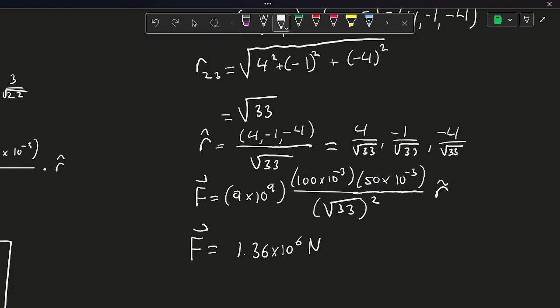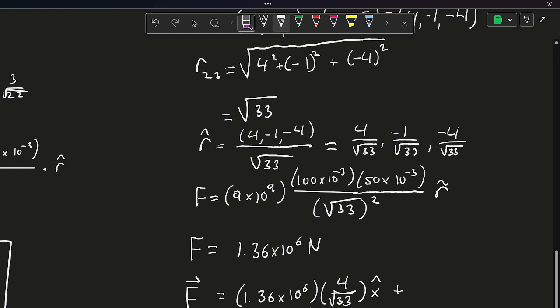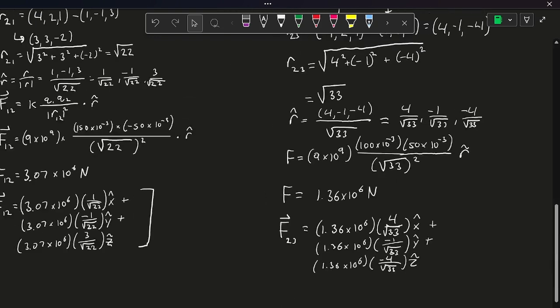And then once again, we can multiply that by our r hat. So F of 2, 3 is going to be equal to 1.36 times 10 to the 6th times 4 over the square root of 33 x hat plus 1.36 times 10 to the 6th times negative 1 over the square root of 33 y hat plus 1.36 times 10 to the 6th times negative 4 over the square root of 33 z hat. And these both are going to be our final answers.